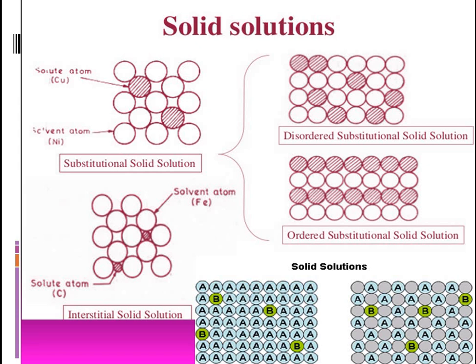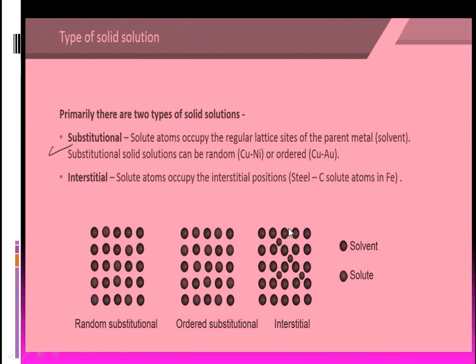This is our third type of solutions, that is solid in solid solutions. These are of two types, substitutional and interstitial. The substitutional further has two types, disordered and ordered. In substitutional, solute particles simply replace the solvent atoms and take their place, but in interstitial they occupy the interstitial positions or the gaps which are present. So in interstitial, the solute gets into the vacancies present among the solvent particles.